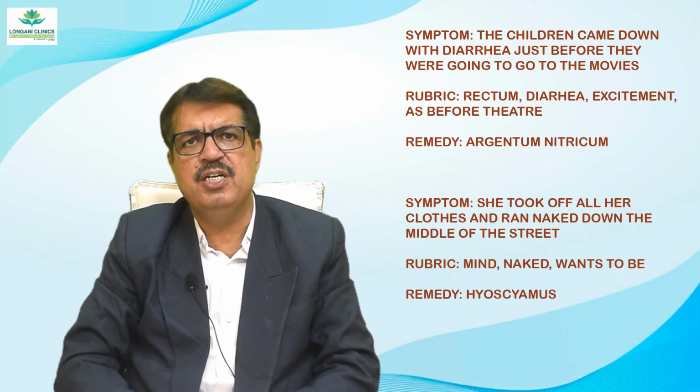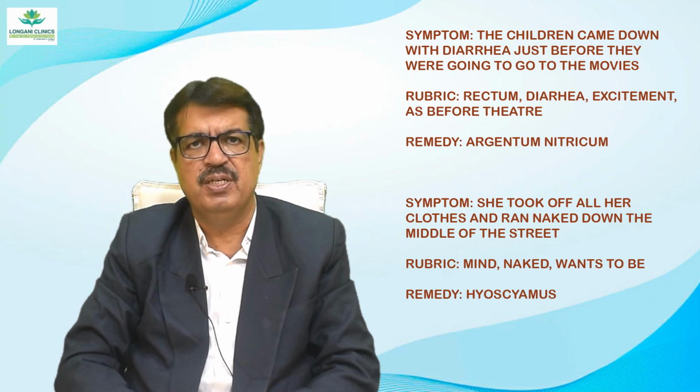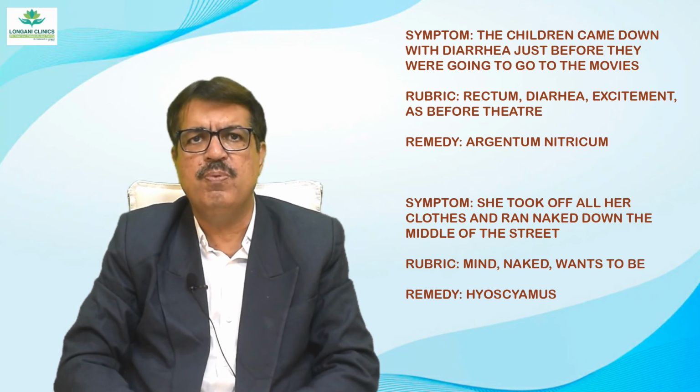Next symptom: the children came down with diarrhea just before they were going to go to the movies. The rubric: rectum, diarrhea, excitement, or before theatre. The remedy is argentum nitricum. Next symptom: she took off all her clothes and ran naked down the middle of the street.